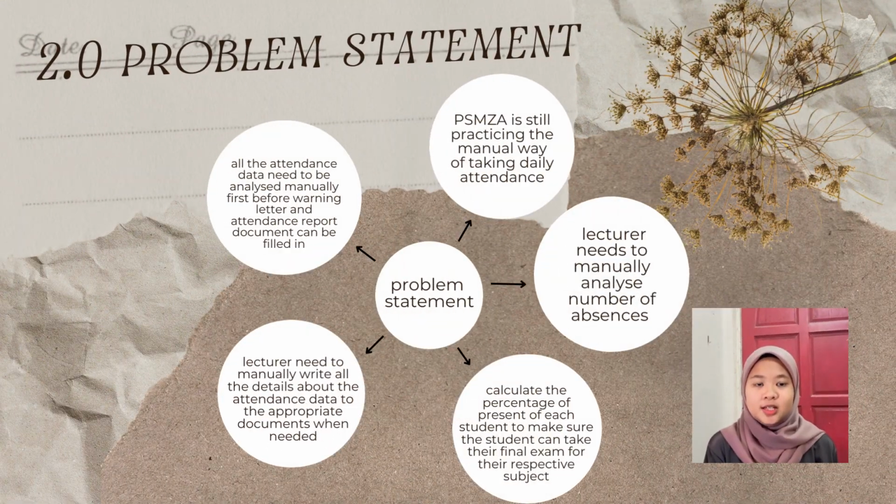Based on observation, there is no available student attendance system in Polytechnic Sultan Mizan Zainal Abidin. PSMZA is still practicing the manual way of taking daily attendance. Lecturers distribute attendance sheets one by one and call out student names accordingly. However, the attendance sheet can be lost easily and the whole attendance process is prone to human mistakes. Consequently, data loss may happen and the data in the attendance list might be inaccurate due to deception.